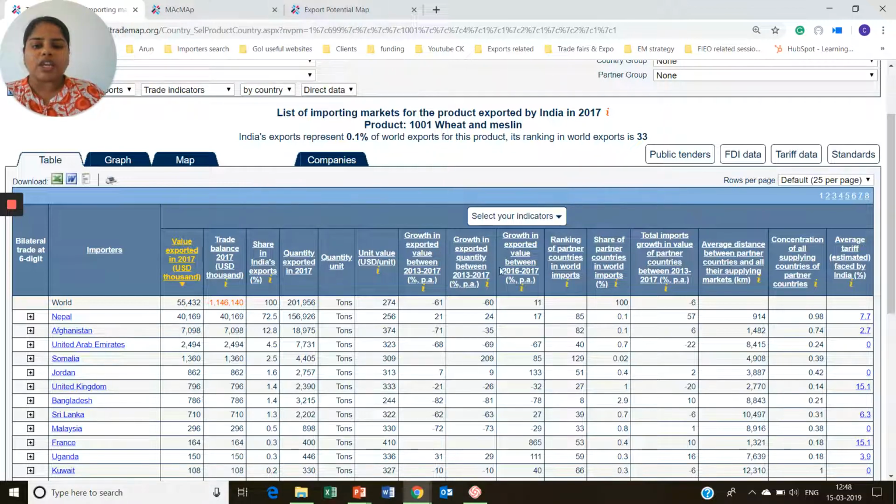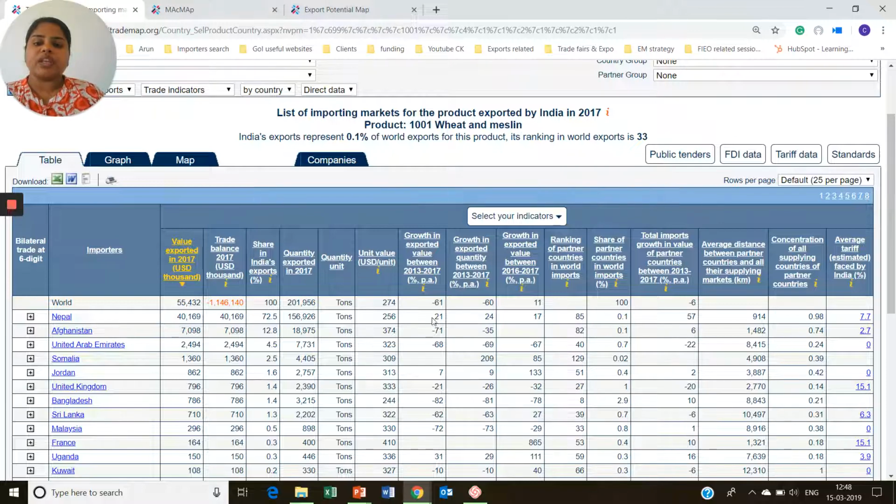Then again, you have to check these three values. That is growth in exported value, growth in exported quantity. All the three should be positive. Value represents the supply, that is the money they can pay. Quantity means demand, how much product can be exported from India. So here you can see Nepal shows all the three figures as positive, 21, 24, and 17. So now you can think, okay, it's a good market.